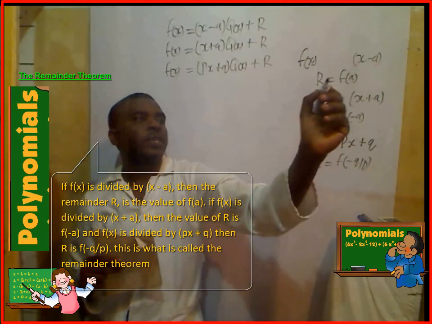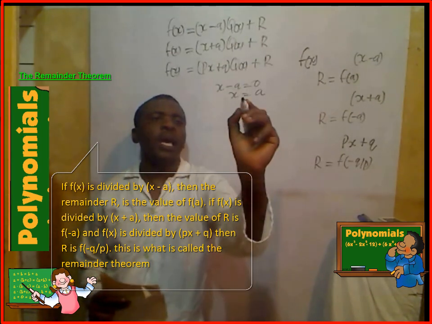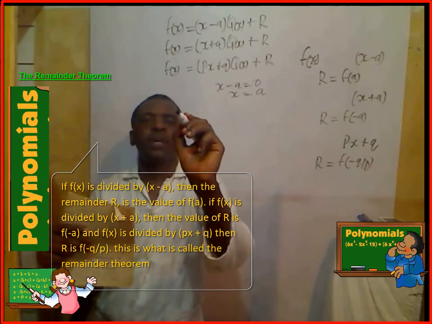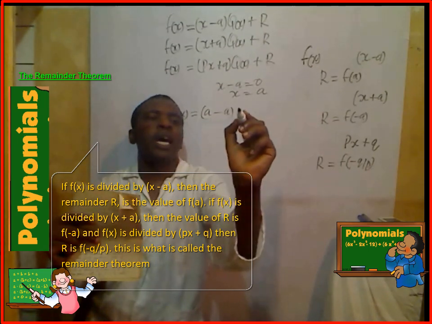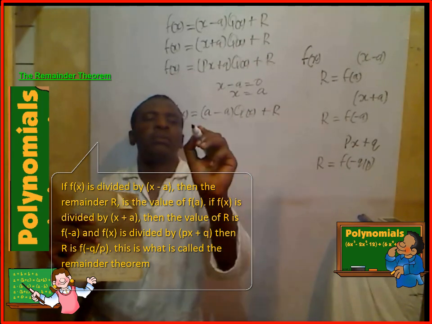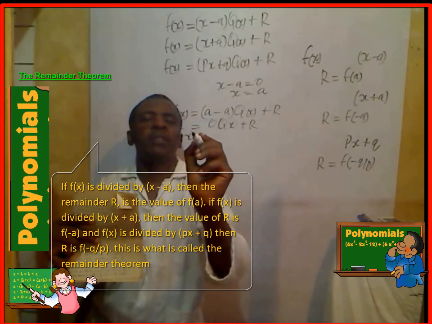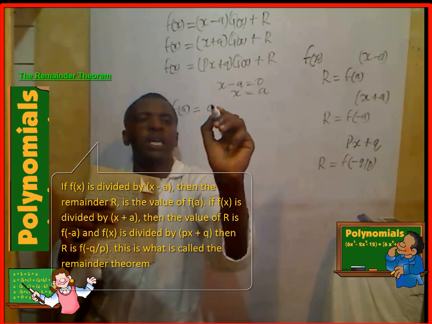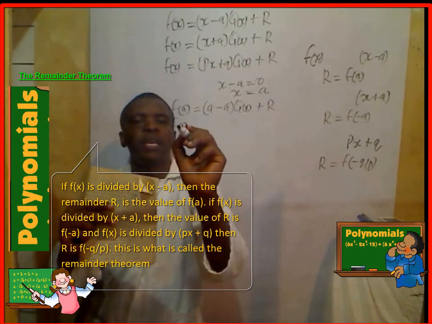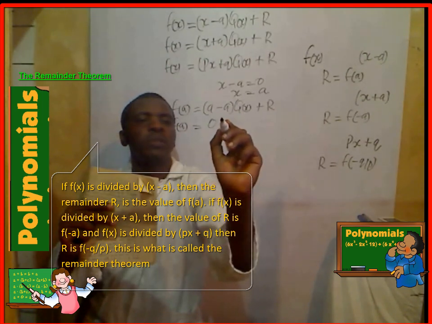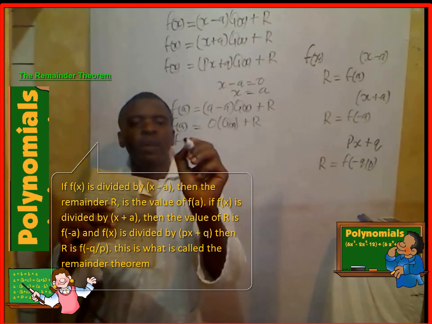So let's try to prove the first rule here. If I put x equal to a in the first expression here, I'll have f of a is equal to a minus a times the quotient plus r. a minus a is 0, so this is 0 times the quotient plus r. 0 times any number gives us 0, so f of a is equal to r.